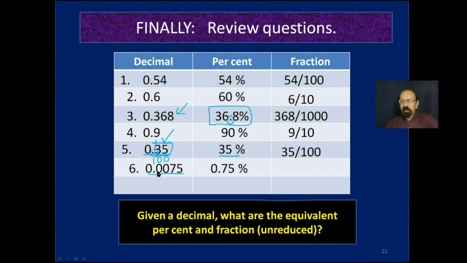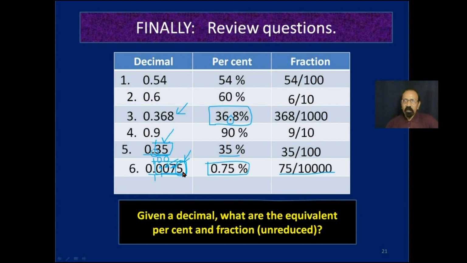Then 6, 0.0075. Our answer is 0.75%. And as a fraction, well, it would be 75 over, and you put 1 for that point, and as many zeros as you have digits here. So that works out to be 75 over 10,000. Or you could say this 5 is in the 10,000th position. Remember, that one is in the 1/10th, 100th, 1,000. This 5 is in the 10,000th position.